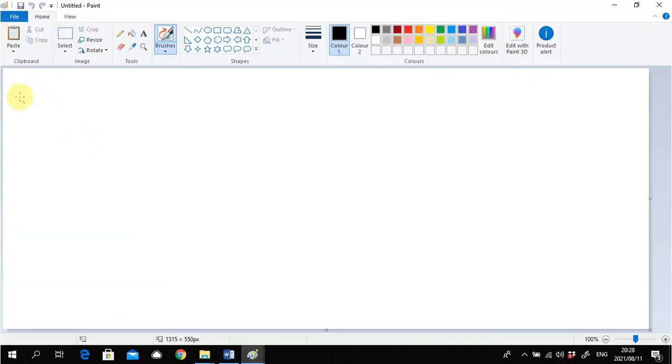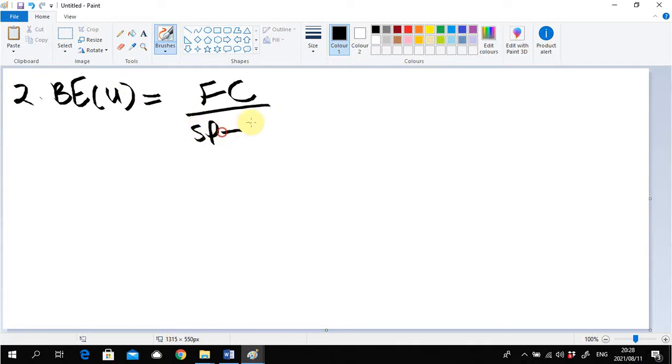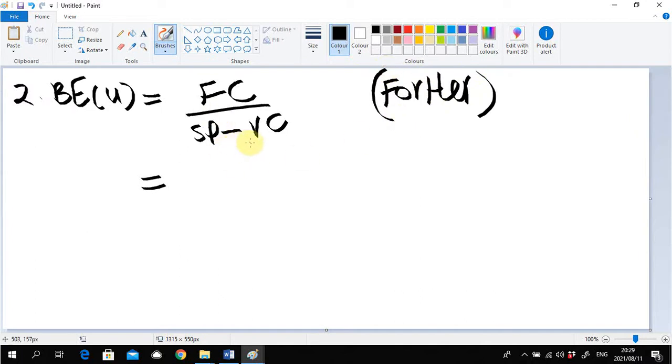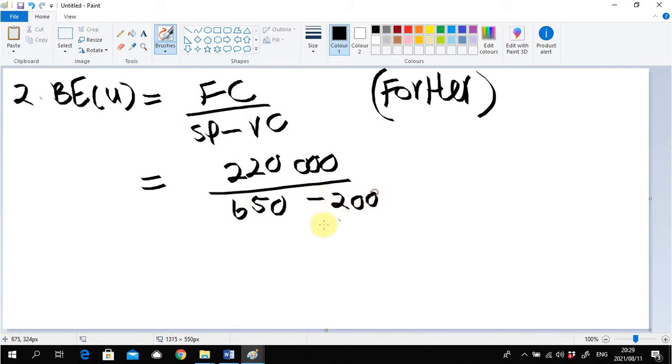So break even in units is the fixed cost divided by the selling price per unit minus the variable cost per unit. And we need to do the calculation for her. Let's just keep that in mind. So the fixed cost was 220,000. The selling price was 650 minus 200. I believe that was 450. So 220 divided by 450, how much do we get?